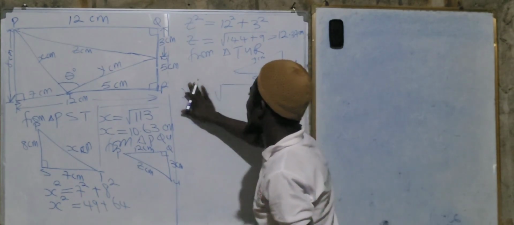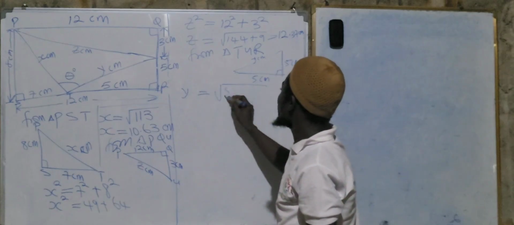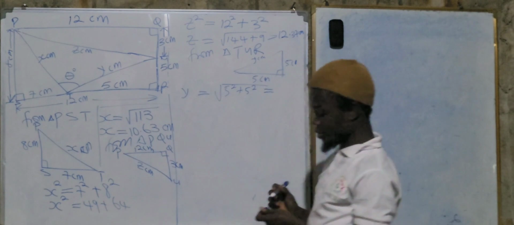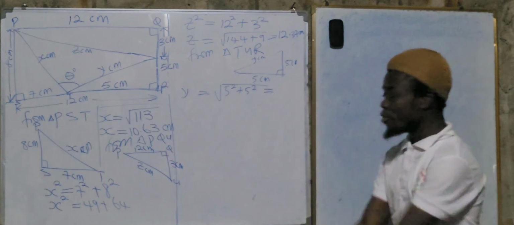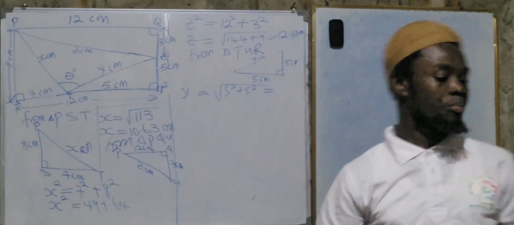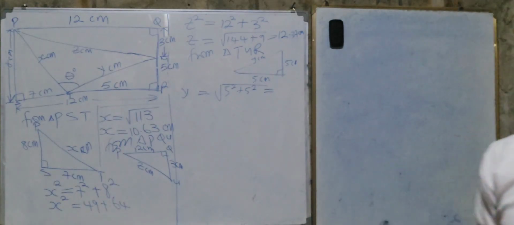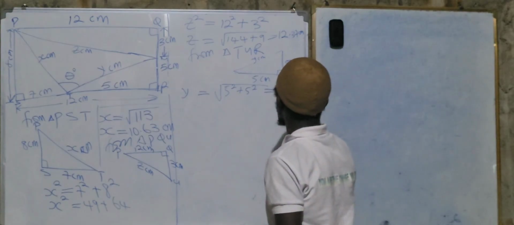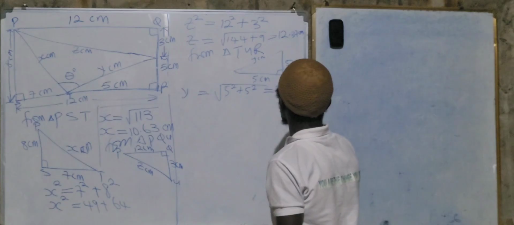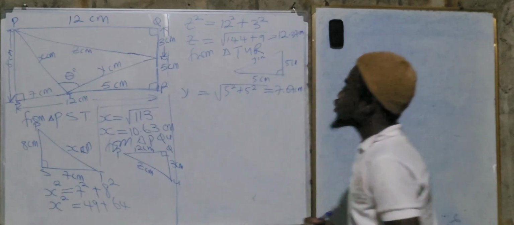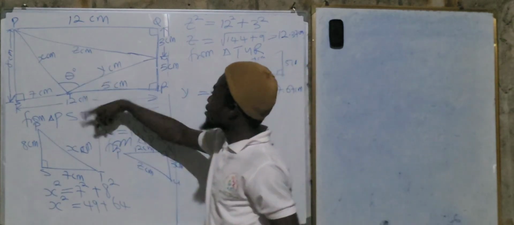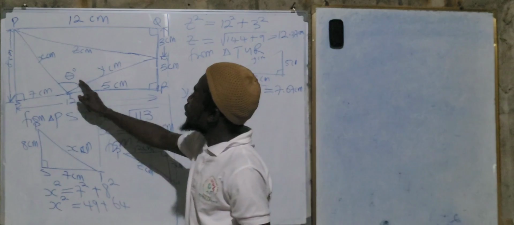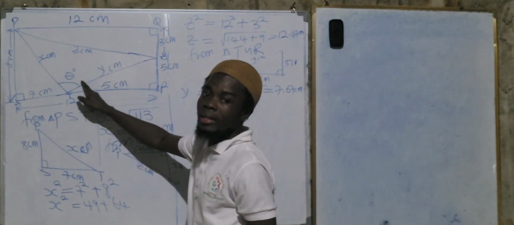So, are we okay here? Yes, sir. That is 5 square plus 5 square. This one equals, what do you have? 25 plus 25, 50. The square root is 7.07 centimeter, okay? So, we have gotten the value for x, y, and z. But mind here, what we have here now? An angle, right? Yes, sir.